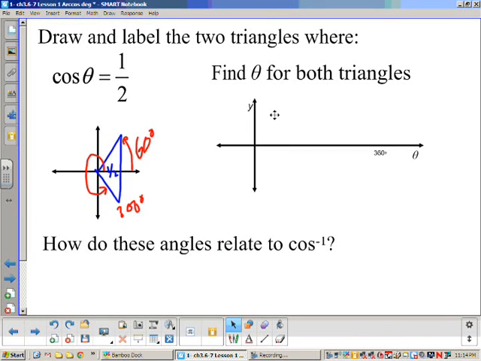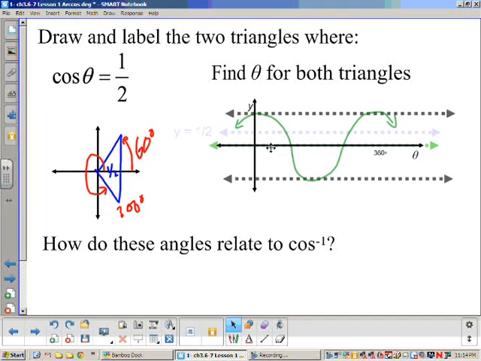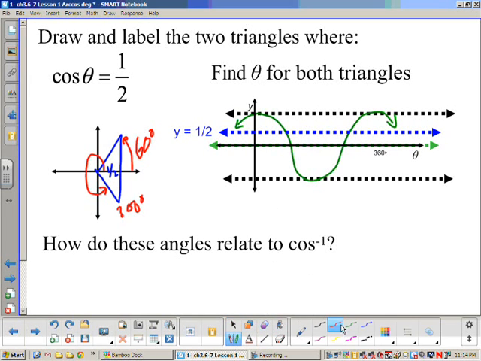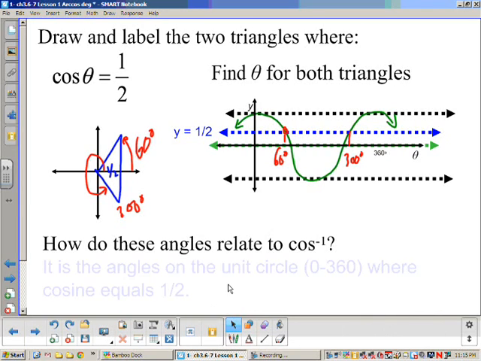If we were to look at the unit circle on an extended graph, basically theta along the x-axis, y vertical, we'd see y equals 1/2, see where it intersects the curve of cosine, and in looking at this, we'd see this spot here is 60 degrees, and this spot here would be 300 degrees. Okay? We want to start seeing the sinusoid that we've seen in Algebra 2 and then earlier in the semester as well. Now, how do these angles relate to the inverse cosine?